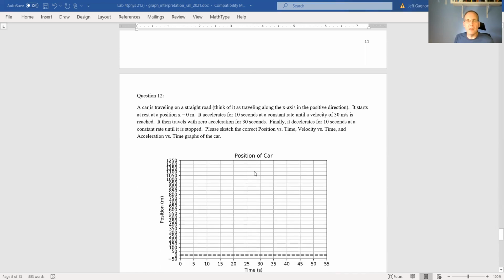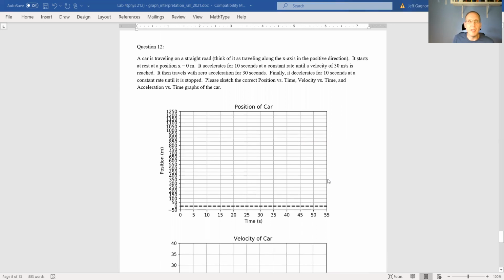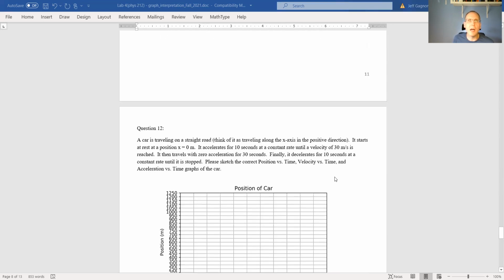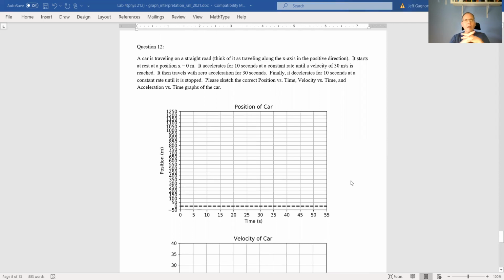And then the last question, if you're in physics 212, is this one, question 12. So I give you this scenario. It says a car is traveling on a straight road. Think of it as traveling along the x-axis in the positive direction. It starts at rest at a position of 0 meters. It accelerates for 10 seconds at a constant rate until a velocity of 30 meters per second is reached. It then travels with 0 acceleration for 30 seconds. Remember, 0 acceleration means constant speed, right? Constant velocity. Finally, it decelerates for 10 seconds at a constant rate until it stops.